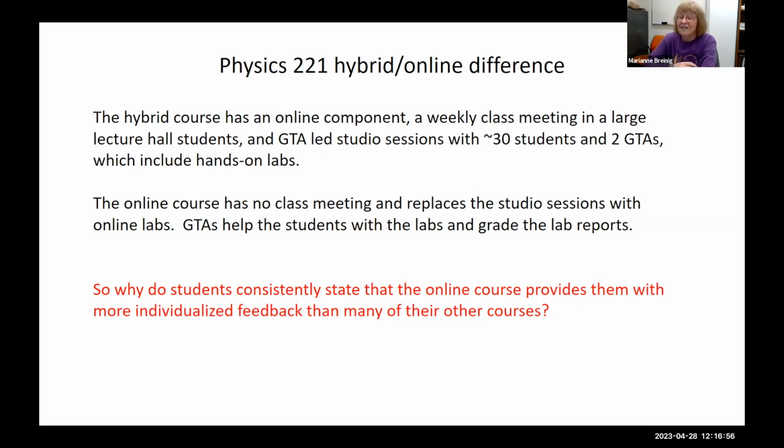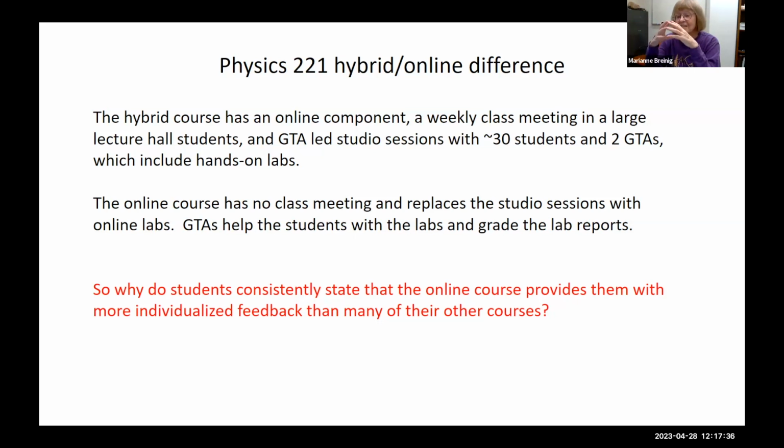So what always has puzzled me is, why do students consistently state that the online course provides them with more individualized feedback than many of the other courses? That comes from the course evaluations. But another thing is, why do students in the online course perform significantly better on the same tests under exactly the same conditions as the students in the hybrid course? Because everybody has the online tests under exactly the same conditions.